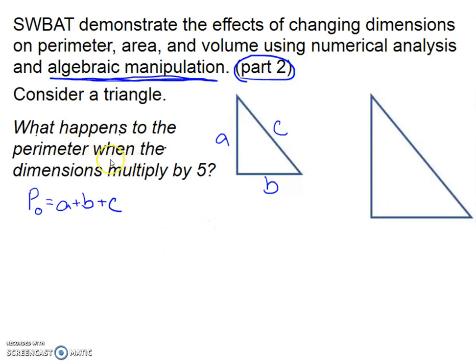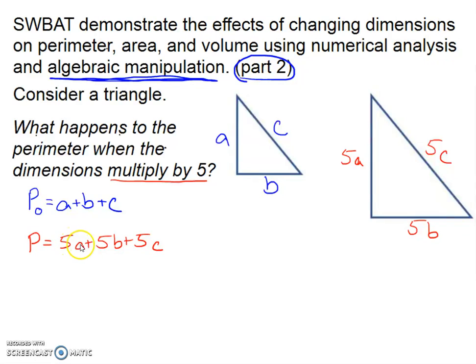Now, let's consider what happens when the dimensions multiply by 5. If these dimensions multiply by 5, in this new triangle, there wouldn't be an A, there would be a 5A because it multiplied by 5. And right here, there would be a 5B. And right here, there would be a 5C. So I want to consider the perimeter of the new triangle. You notice I just left it as a P. And in this case, it would be 5A plus 5B plus 5C.